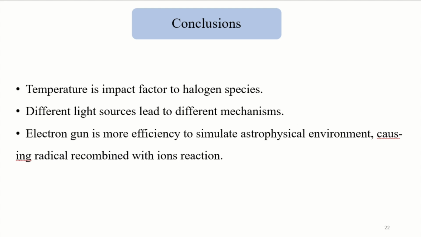Here are my conclusions. Temperature is an important factor for halogen species. Different light sources may lead to different mechanisms. The electron gun is more efficient at simulating the astrophysical environment, causing radicals to recombine with ion reactions.